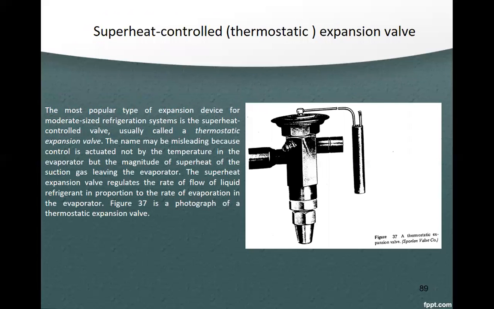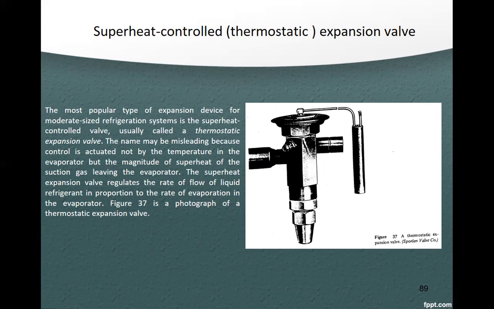Next, superheat controlled thermostatic expansion valve. So, ito na yung TX. Nakalagay, di ba? TEV. Ang symbol niya. So, the most popular type of expansion device for moderate size refrigeration system is the superheat control valve, usually called a thermostatic expansion valve. The name may be misleading because control is actuated not by the temperature in the evaporator, but the magnitude of superheat of the suction gas leaving the evaporator. So, yan. Control siya ng superheat.